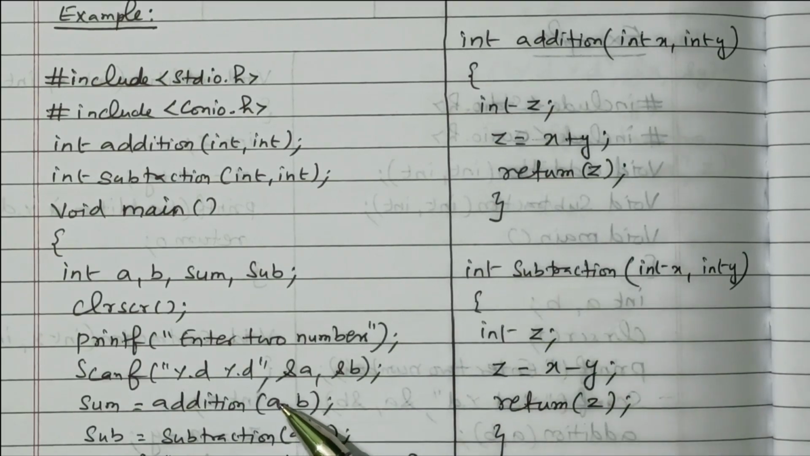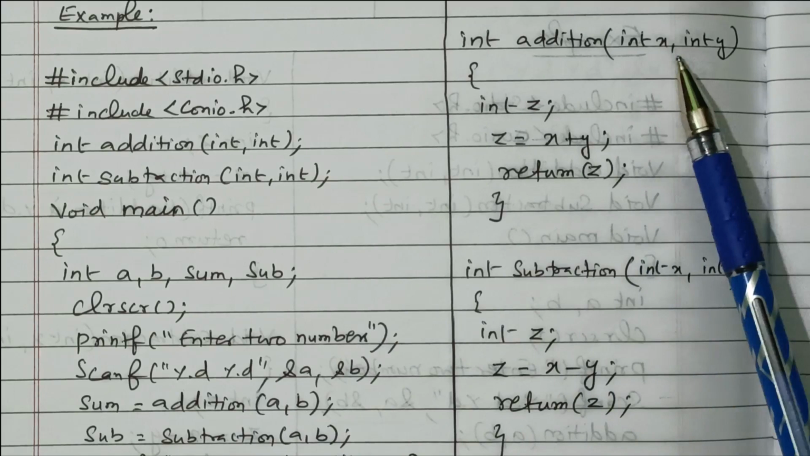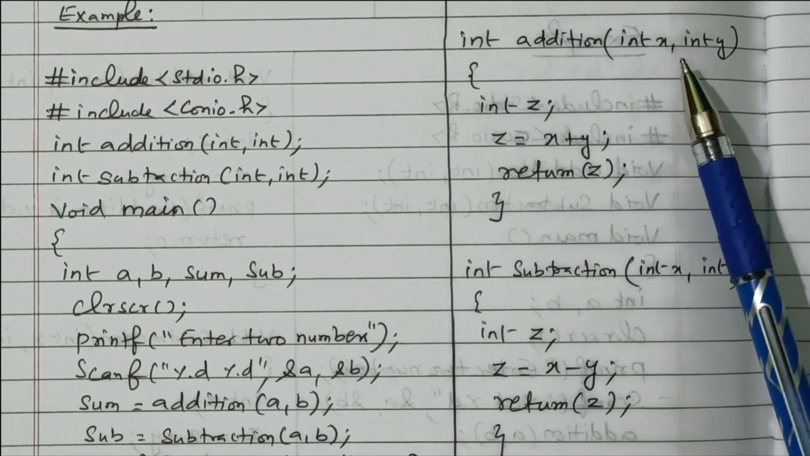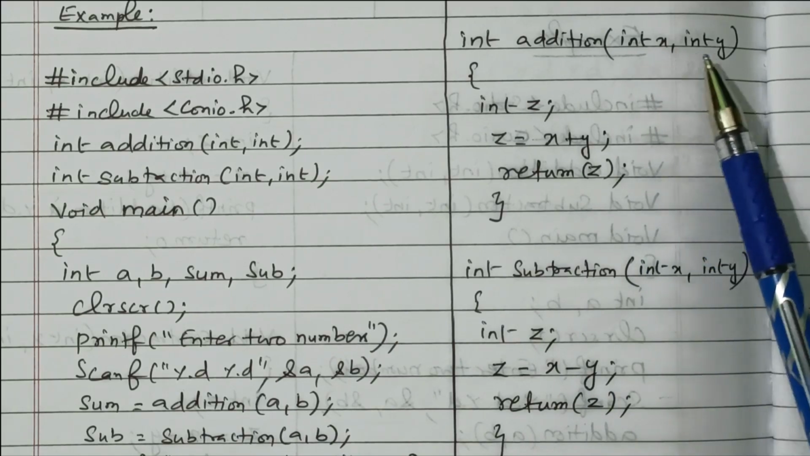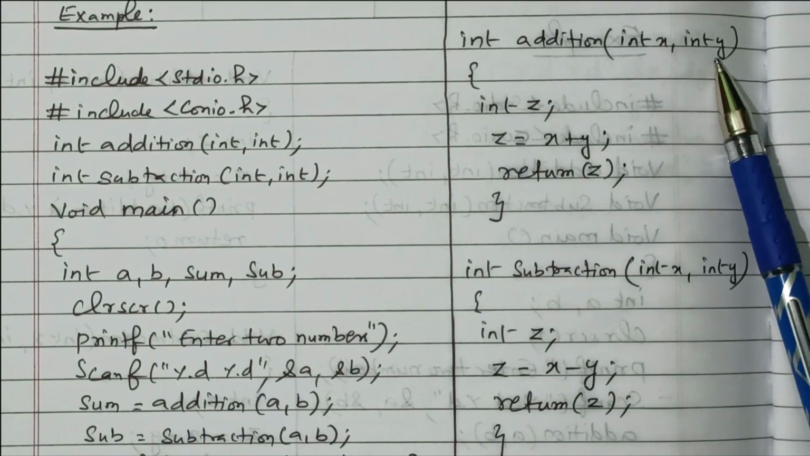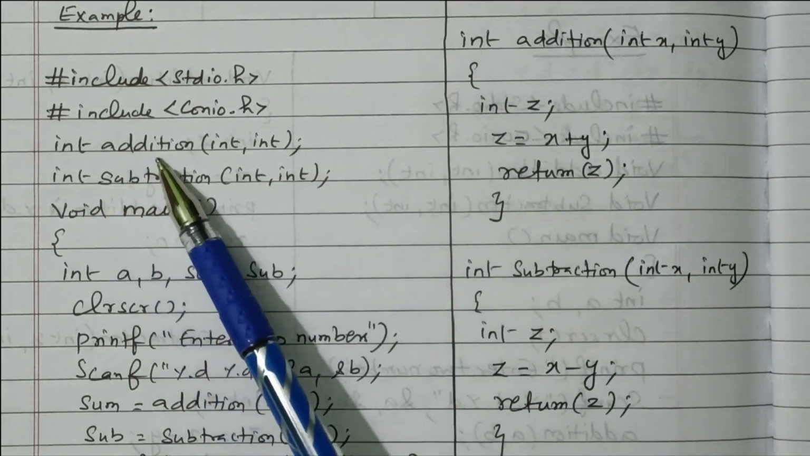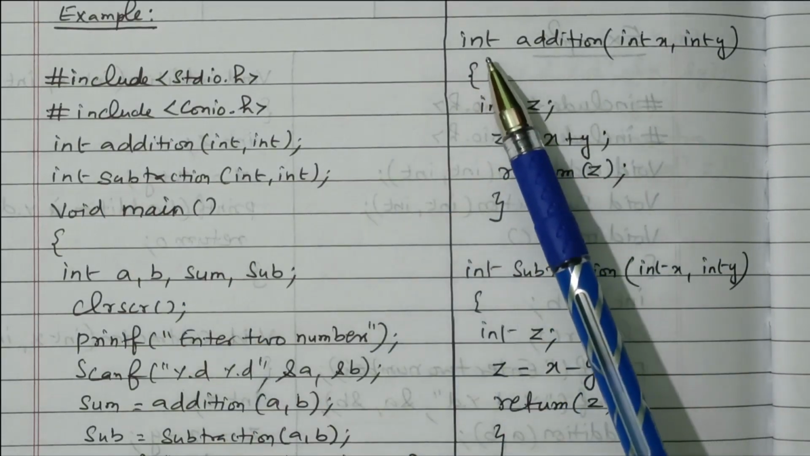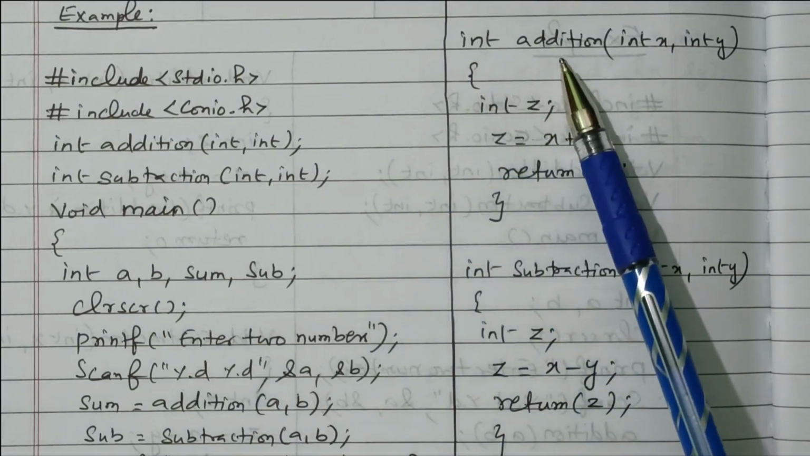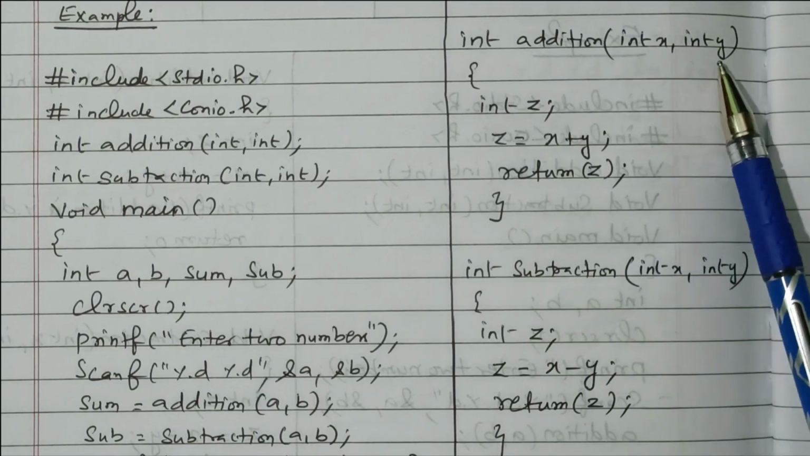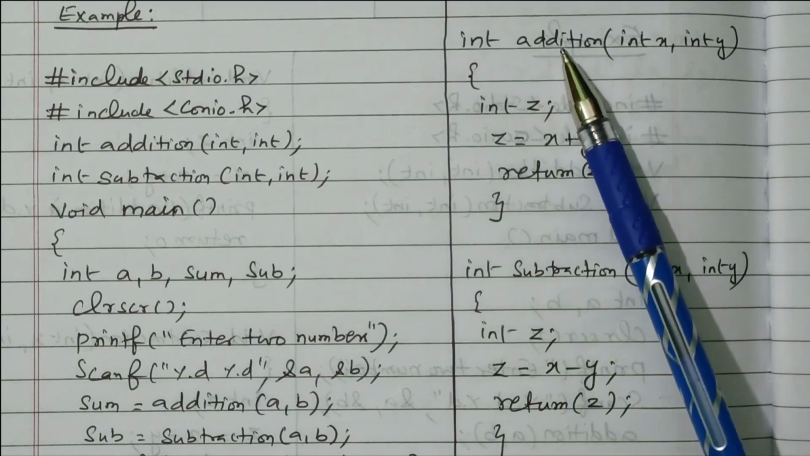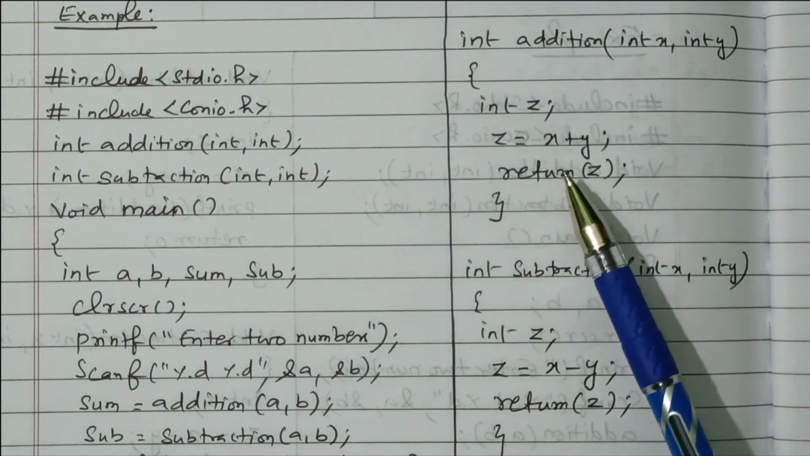This a and b are the actual parameters. Here x and y are the formal parameters. The value of a will be stored in x, the value of b will be stored in y. So here the integer is already declared, so the same thing is available here. The integer return type, function name addition, int x, int y. The name itself, addition, means we are going to add these two values.